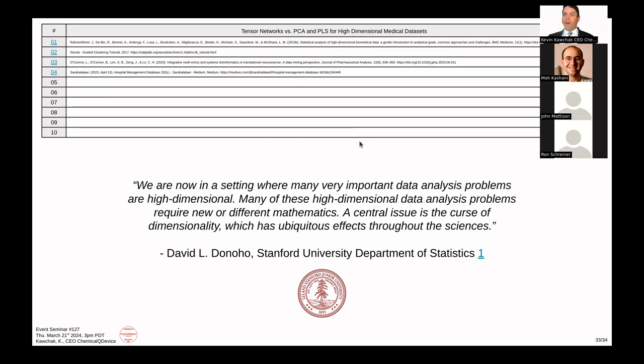Okay. And that was like the dawn of deep learning. We didn't get TensorFlow and PyTorch publicly available until about 2015, but the hardware was getting good enough that you could consider these AlexNet models, or probably LeCun's, these types of things. And it says the central issue is the curse of dimensionality, which has ubiquitous effects throughout the sciences. And that's what I showed, basically PCA, PLS, and now tensor networks addressing that in their own specific ways. So that's the big takeaway here.